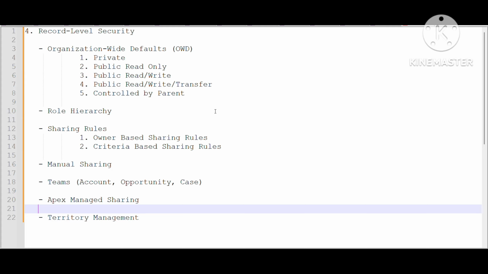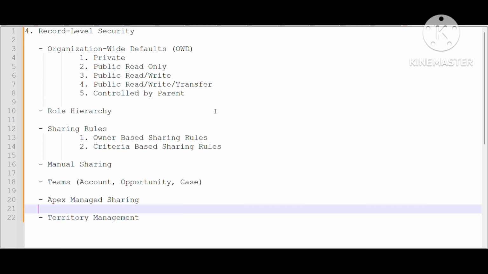Then we have public read only, where the owner has the full access to that particular record, and the rest of the users will have read permissions only. So be mindful that when we are discussing the OWD, we are only considering what the users get by default. We are not concerned about the sharing rules and the role hierarchy as of now.